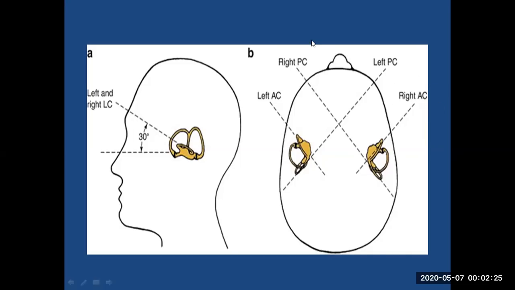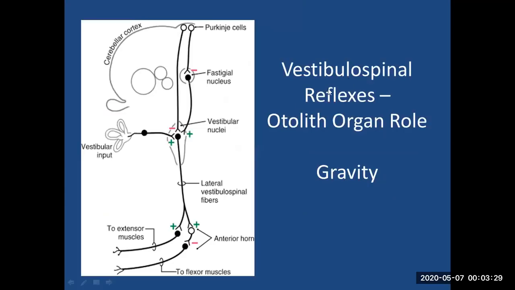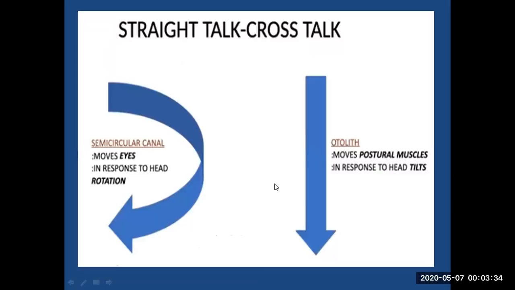So this is the same previous slide which was mentioned earlier with regards to the vestibular ocular reflex, where the semicircular canal is stimulated on the basis of head rotation, and the vestibular spinal reflex on the basis of the otolithic organs, which are stimulated due to gravity. So in the semicircular canal, there is a movement of the eyes in response to head rotation. In the otolith, the stimulus results in movement of the postural muscles in response to head tilts, that is in the sense of gravity, downward direction.